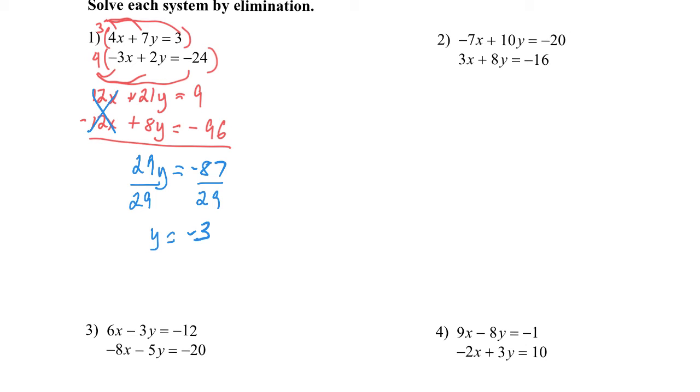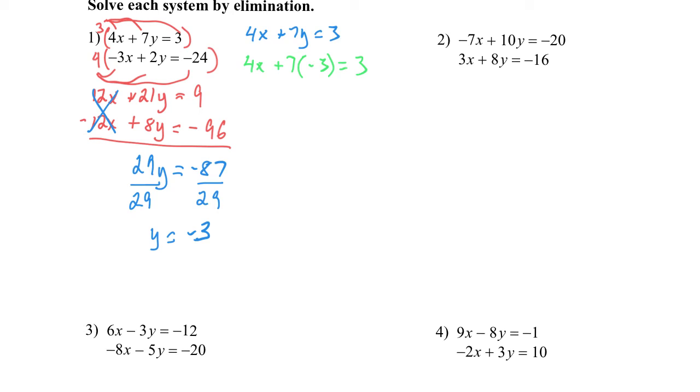And then once you got the y value, or sometimes the x value, you just plug it back in and solve for the other one. It doesn't matter which equation you plug it into, I'm just going to take the top one. Got 4x plus 7y equals 3. So I'm going to take this negative 3 I got for y, and I'm going to plug it in for y. So I have 4x plus 7 times negative 3 equals 3. The negative 3 goes in there for y, and now you're just solving it for x.